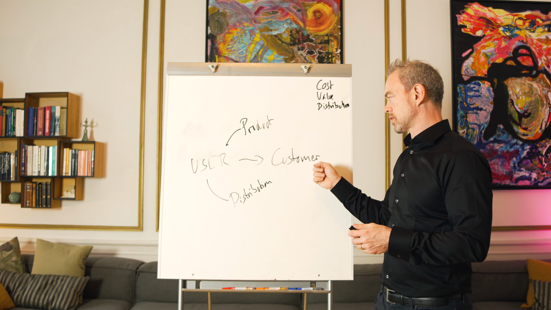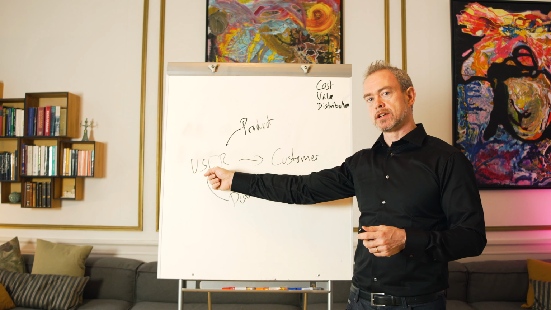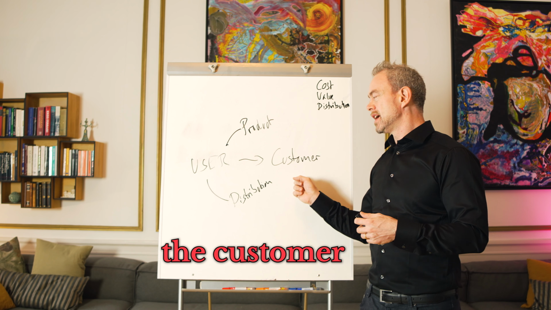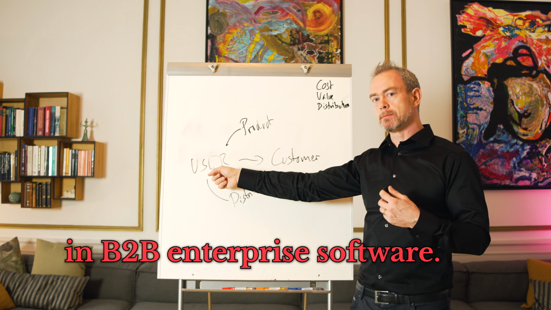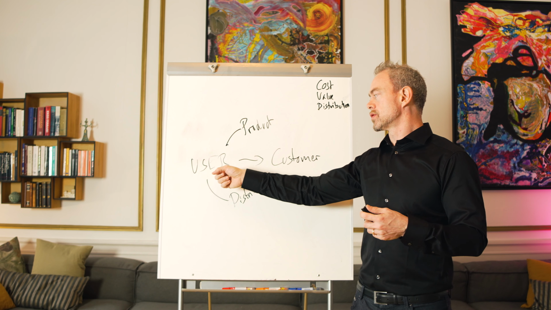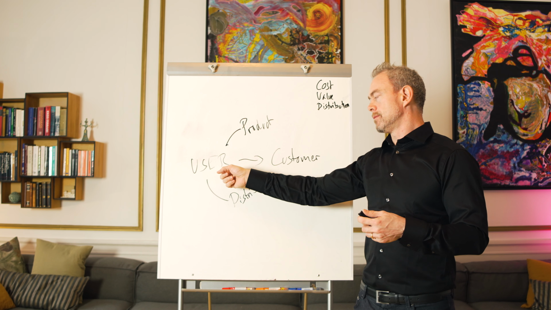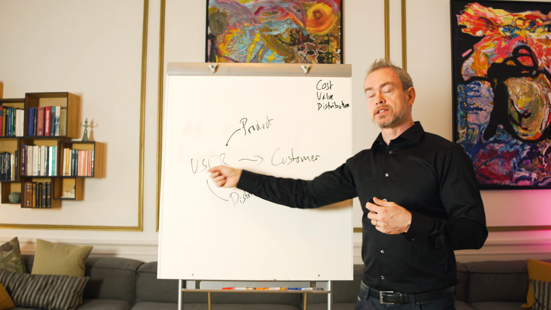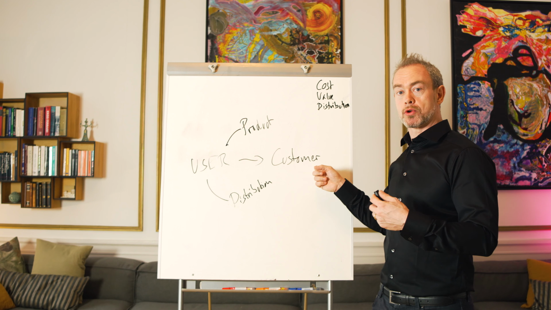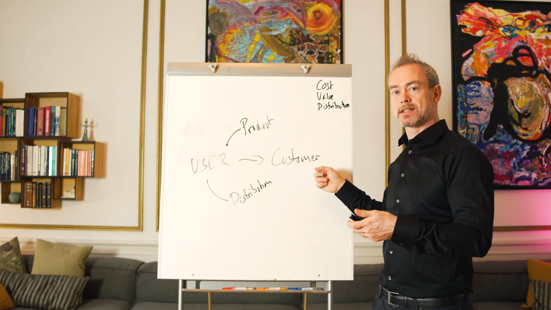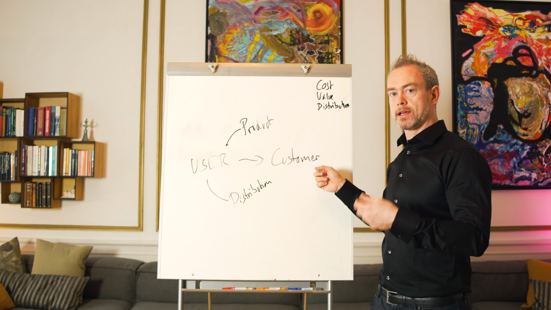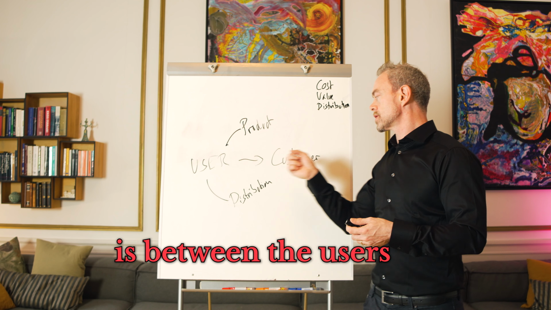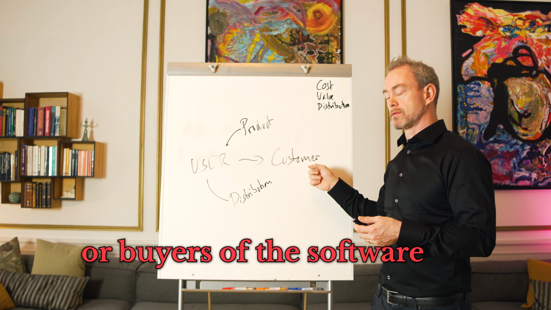Whenever you are designing a SaaS product, you need to say, well, what is our path to the end customer? And where does the user actually fit in? Because often the person paying for it, the customer, actually isn't using it that much, especially in B2B enterprise software. So you'll usually have a user that can be a data analyst, a teacher, someone else, but it's the organization or the CEO or procurement or IT or whatever the department is that actually owns the budget that is actually buying the software. So we want to figure out what the relationship is between the users and the actual customers or buyers of the software.